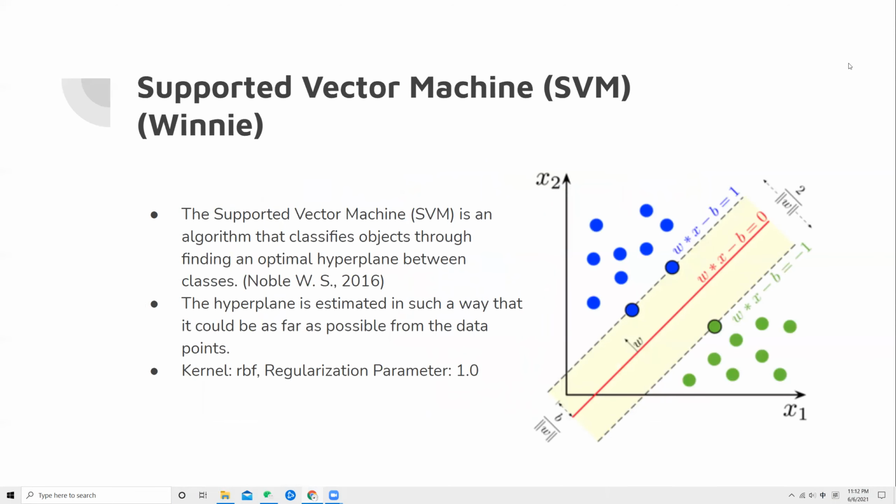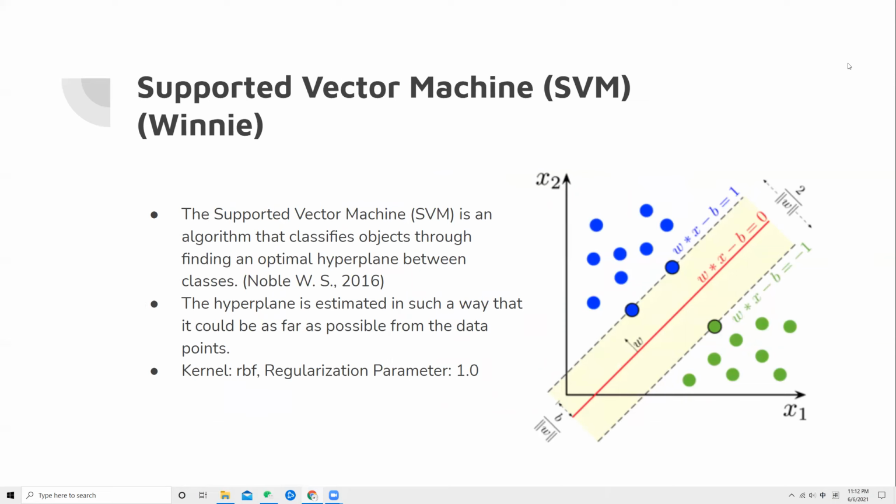So lastly, we are going to talk about support vector machines. A support vector machine is an algorithm that classifies objects by finding an optimal hyperplane between classes. As depicted by the picture here, the hyperplane can be represented as W times X minus B.